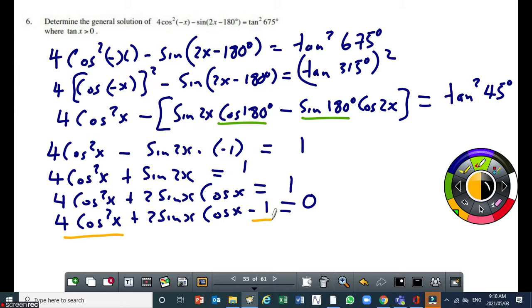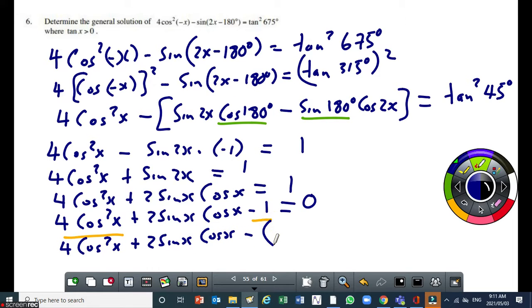Now, the other thing that I also want you to be aware of, for this question, we may need to convert this 1 to sine squared x plus cos squared x. So allow me to do that before I carry on. Then I'll do the factorization. So this becomes 4 cos squared x plus 2 sine x cos x minus open bracket sine squared x plus cos squared x, and this will be equal to 0.